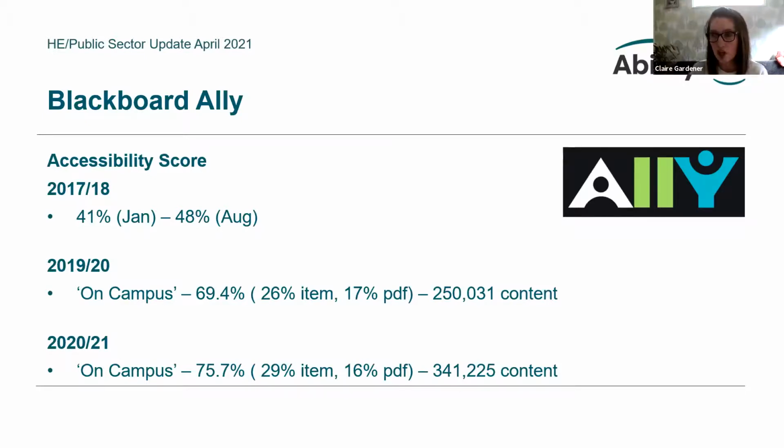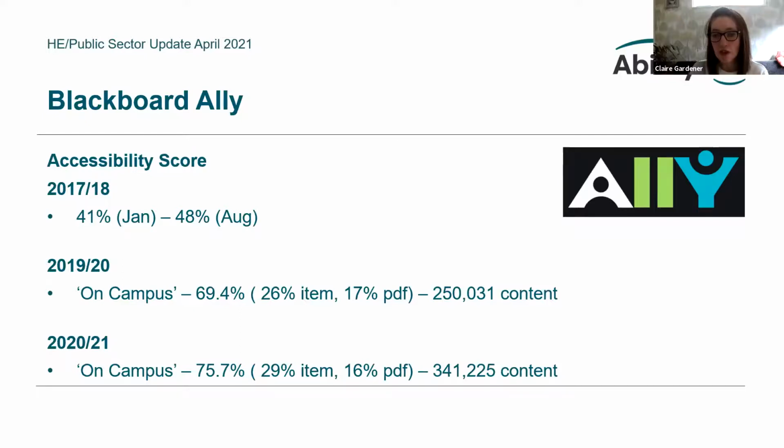In 19-20, our on-campus, what I mean by on-campus is that the University of Derby also has the University of Derby Online, an online division where the content is designed by teams of learning designers and online content developers. For purposes of using Ally, we split it out into online and on campus. So for on campus in 19-20, it was at 69%, nearly 70%. So you can see that we did have some increase.